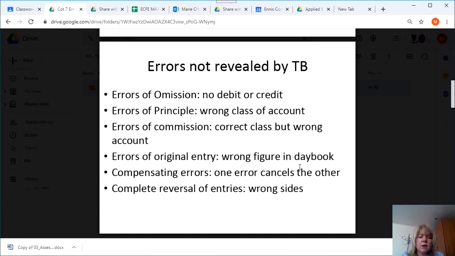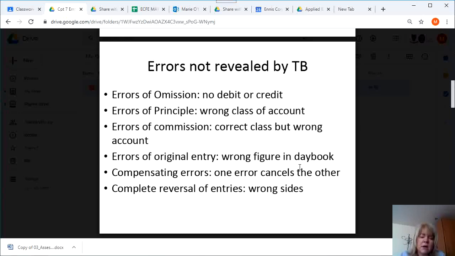Error of commission is where I've used the correct class of account but I've used the wrong account. So for example, if I have posted the purchase of a vehicle into the purchase of premises, it's still in the fixed assets account but it won't be revealed by the trial balance. Errors of original entry is where I've used the wrong figure in the day book and therefore it has carried through into the wrong figure on both the debit and credit in the ledgers, and therefore the wrong figures in the trial balance but still balancing.